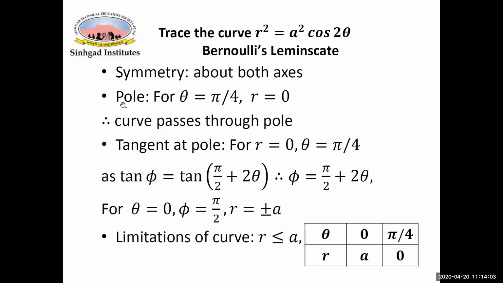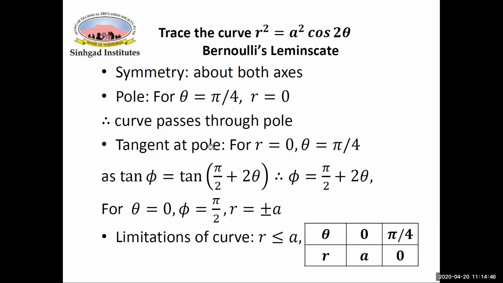Now we have to check whether it passes through the pole or not. Substitute r equal to 0. You get a square cos 2 theta equal to 0. Hence for theta equal to pi by 4, r will be 0. That is, there exists a value of theta for which r is becoming 0. Hence, your curve passes through the pole. For symmetry, we replace r by minus r and theta by minus theta, symmetric to the y-axis. Only theta by minus theta, symmetric to the x-axis.